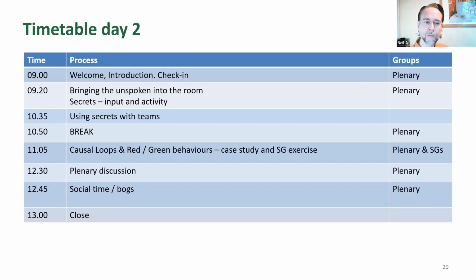ways in which those can be surfaced within the team. And then a bit later on, after a break scheduled at 10:50, we'll be moving into causal loops, red and green behavior. So this is more around the behavioral side, how we can support teams with tools to look at what are the most helpful or the least helpful behaviors, how they can be a bit more cognizant and choiceful about those things. And then hopefully we're trying to leave a reasonable amount of time for some discussion, reflection, all of those good things that are particularly valuable when we get together.